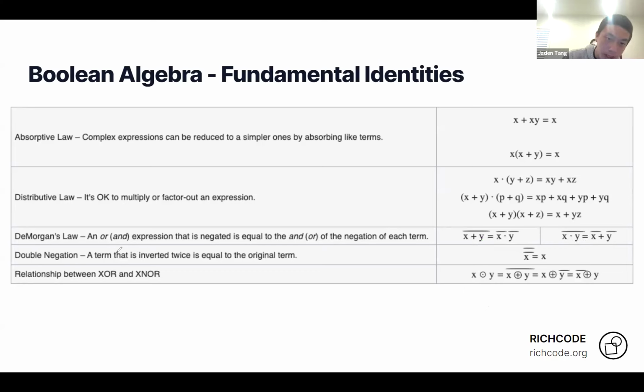Okay, and then double negation is basically if you take the negation of a term, you always just get the original term. A way of thinking about it is we can make this negative, and the negative times the negative always gives you a positive.